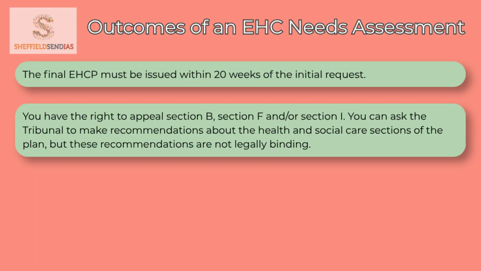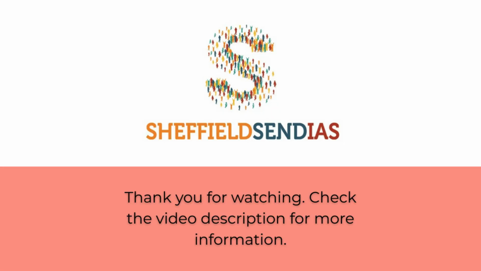You have the right to appeal Section B, which is the description of your child's educational needs, Section F, which is the description of the educational provision, and Section I, which is the educational placement. You can also ask the tribunal to make recommendations on the health and social care sections. You can find out more about your rights to appeal and next steps in the video description.